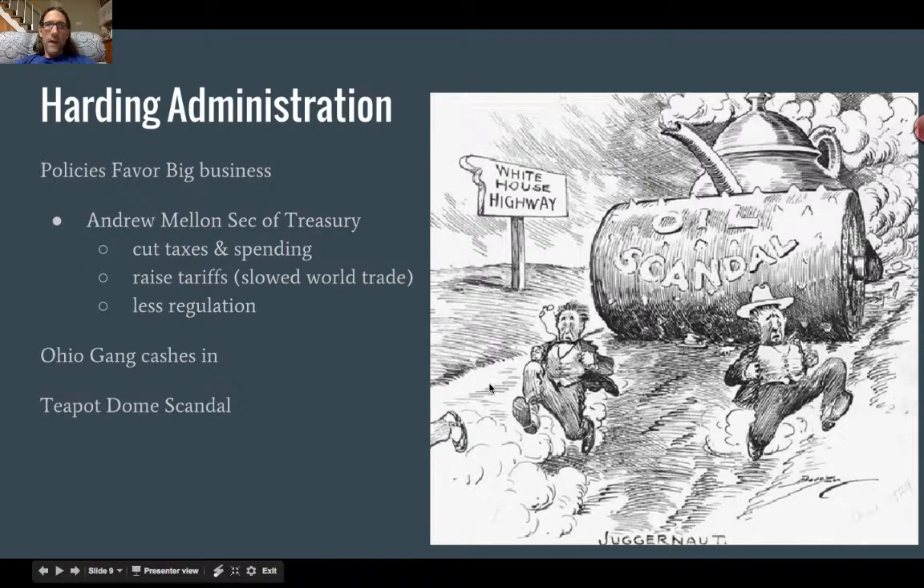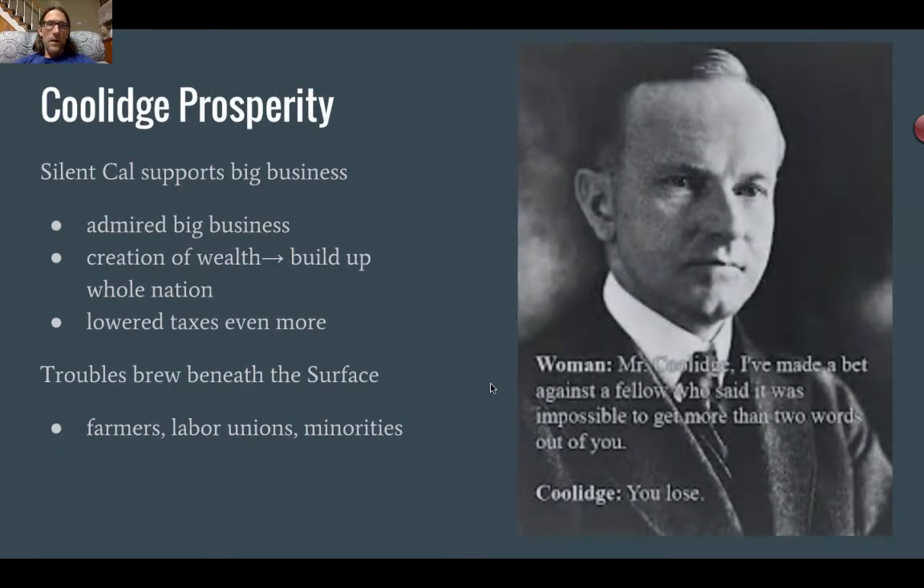And Harding's going to find out a little bit later, and it's going to really hurt him deeply that his friends took advantage of their positions. And so he actually finds out about it when he's on a cruise to, I believe, Alaska. He has a heart attack and eventually dies, and then Coolidge replaces him. Coolidge gets a reputation. He's nicknamed Silent Cal. He really doesn't say too much.